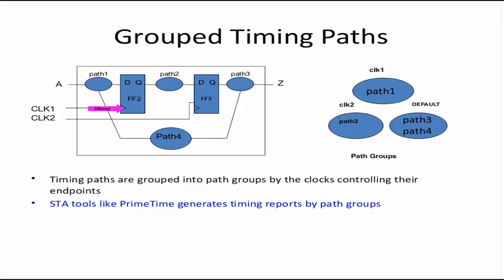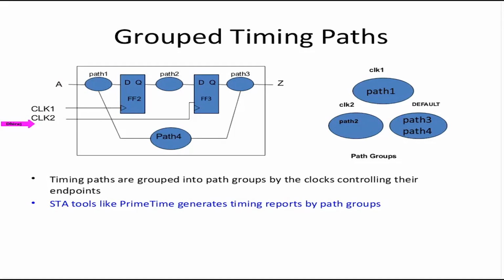Path 2 is from FF2 to FF3. It comes under the group clock 2 because the capture clock is clock 2. Path 3 is from the clock of this FF to Z. Now for path 3, if you do not give any output delay on Z, it will come under the default group. Similarly, path 4 starts from A and ends at Z, and assuming we haven't specified any output delay on Z, it will come under default. However, if you specify an output delay on Z using, let's say, clock 2, it will come under the path group clock 2. So STA tools like PrimeTime will generate timing reports and sort them by the path groups, right?